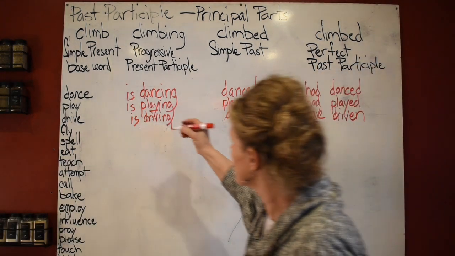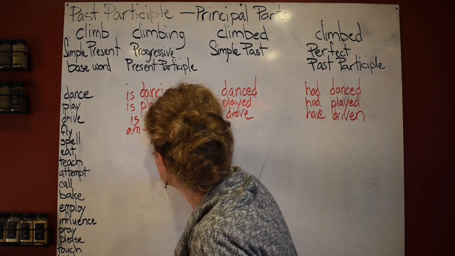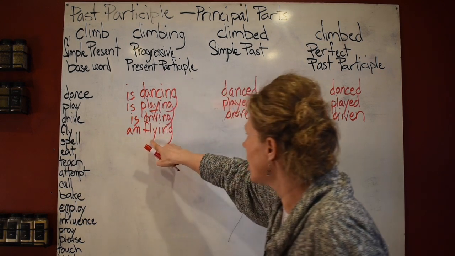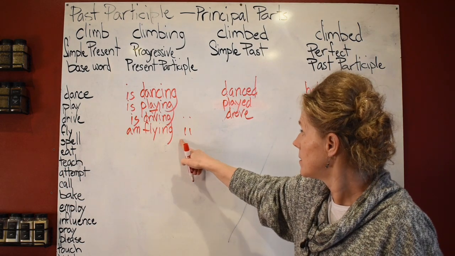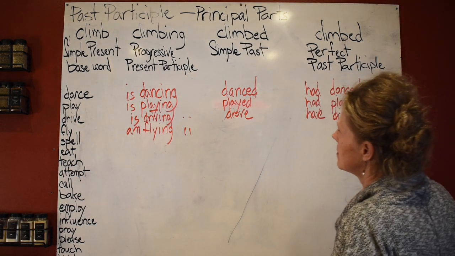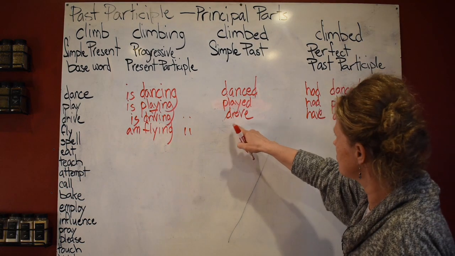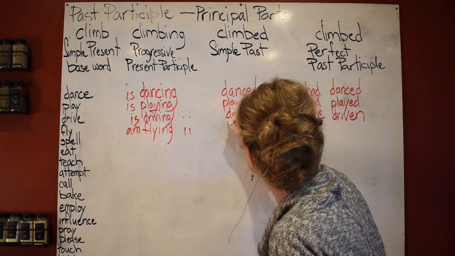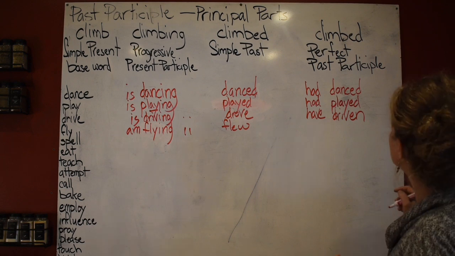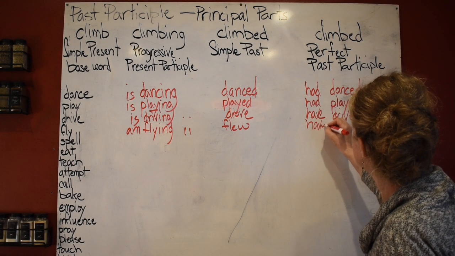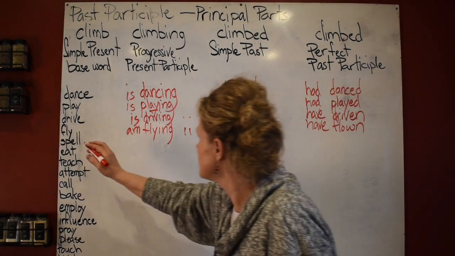How about fly? We're going to go am flying. We're not changing this Y because you can't have double I's at the same time. Okay? So when you're adding an ing and there's a Y, you're never going to change it. What are you going to do for the past? So we're going to do flew. And then what is your perfect, your past participle? You want have flown? Have flown.